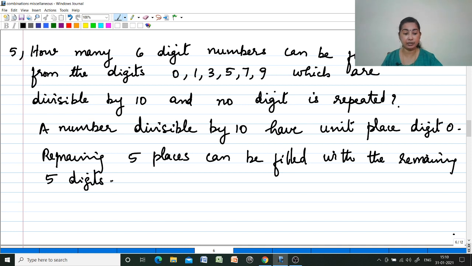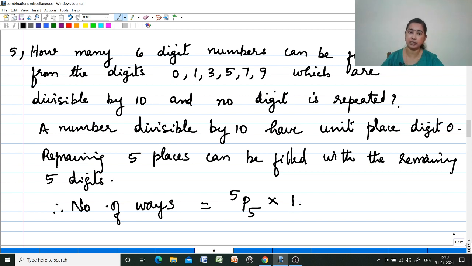In how many ways can we fill the remaining 5 places? In 5P5 ways. So the required number of arrangements is equal to 5P5, because the remaining 5 numbers can be arranged in 5P5 ways, whereas the last place is arranged in only one way, that is, 0 itself will come in the last position. So 5P5 into 1, that is equal to 120 different 6-digit numbers can be formed which are divisible by 10.